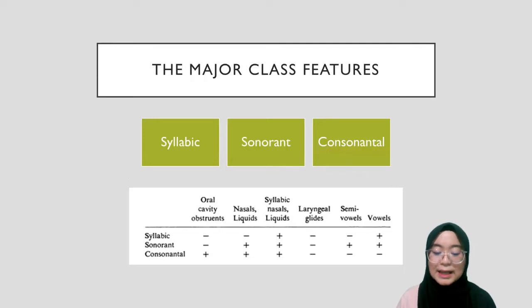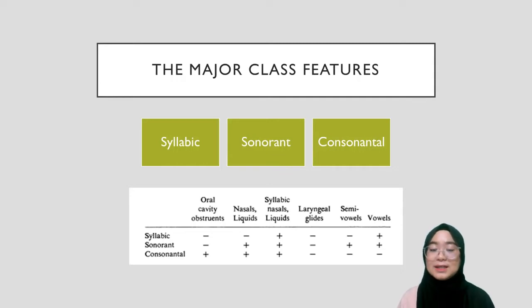Syllabic is related to segment in syllable. So basically, vowel is syllabic and consonant is non-syllabic. So it's minus syllabic. Sonorant is related to resonant quality of a sound. So this sonorant usually can be heard when we pronounce vowel. So vowel is plus sonorant.